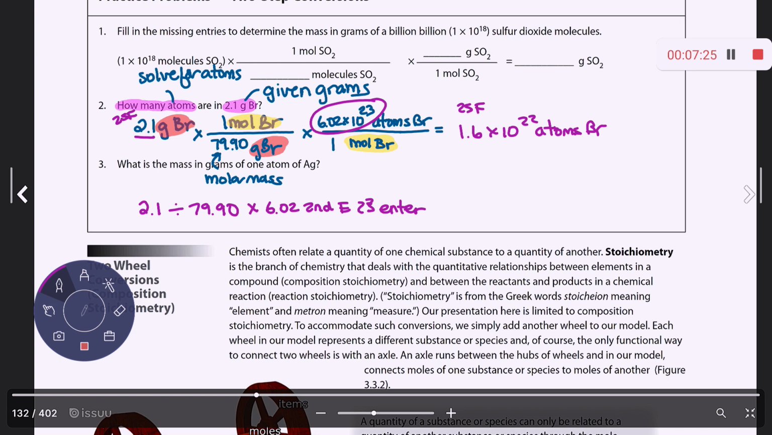Okay. Do I need to do another one of these, or do you understand the math setups? Yeah? Okay. So then let's go on to mole ratios within formulas.